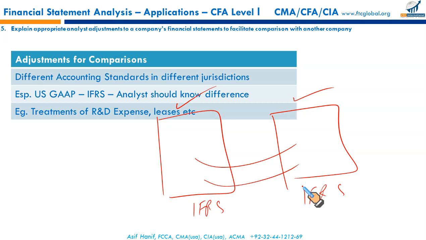You can only perform this if you know the differences between US GAAP and IFRS. The analyst should know the differences so that he can convert one set of financial statements into another, GAAP to IFRS or IFRS to GAAP, so that he can make a suitable comparison. Like research and development, they are treated totally differently in IFRS and US GAAP. Leases have different treatments in IFRS and GAAP. So as an analyst, you need to know these differences so that you can bring the financial statements on an equal basis.